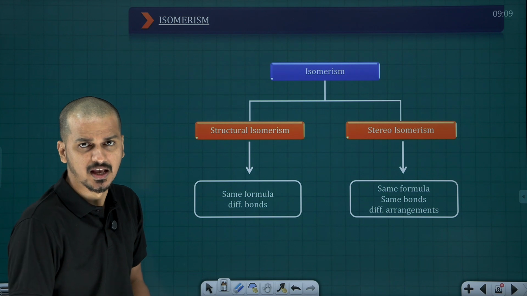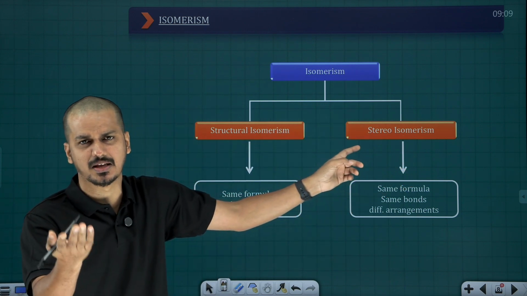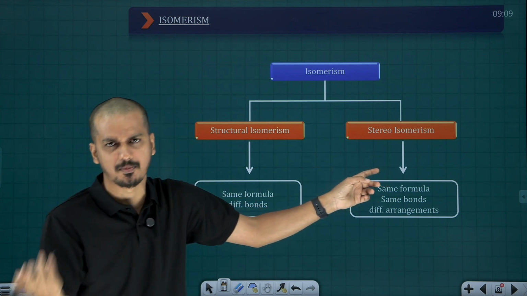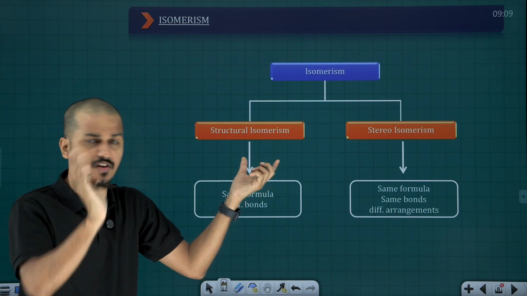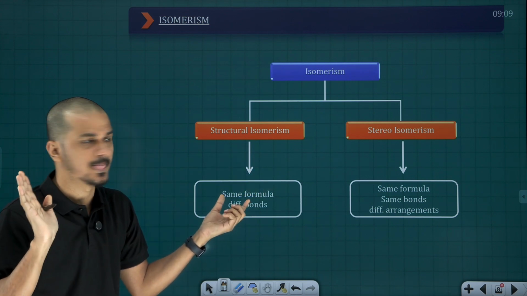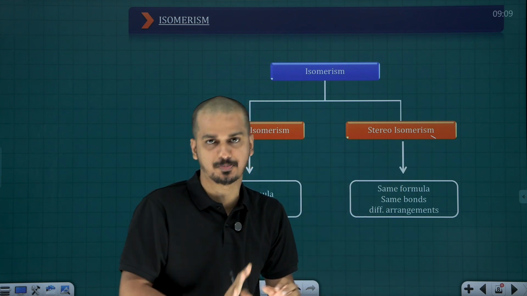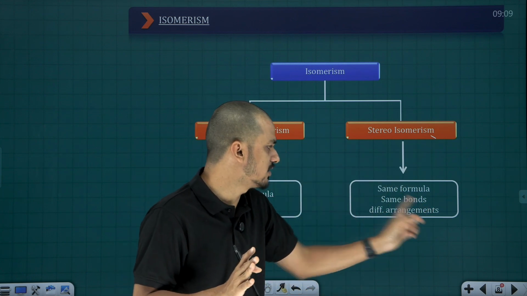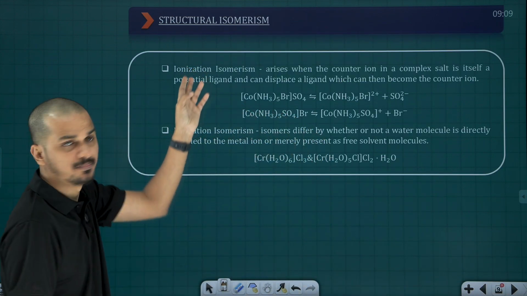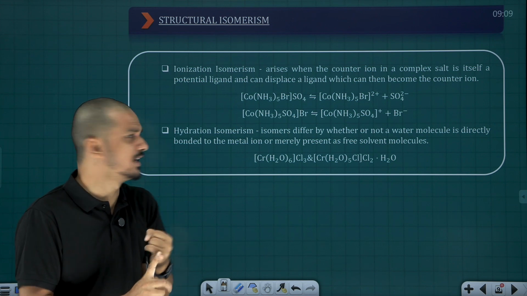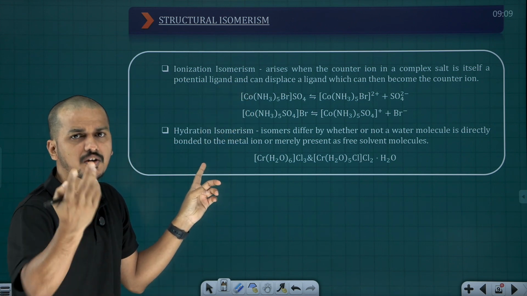So here in isomerism, mainly we have to learn about structural isomerism and stereoisomerism. The basic idea, you know what isomerism is. They have the same molecular formula but different chemical properties. Structural isomerism means they have the same molecular formula but different structures, in the sense of different types of bonds. Stereoisomerism means they have the same molecular formula but different spatial arrangements, or same bonds but different arrangements. That's the idea. Structural isomerism is again divided into ionization isomerism, hydration isomerism, linkage isomerism, and coordination isomerism.